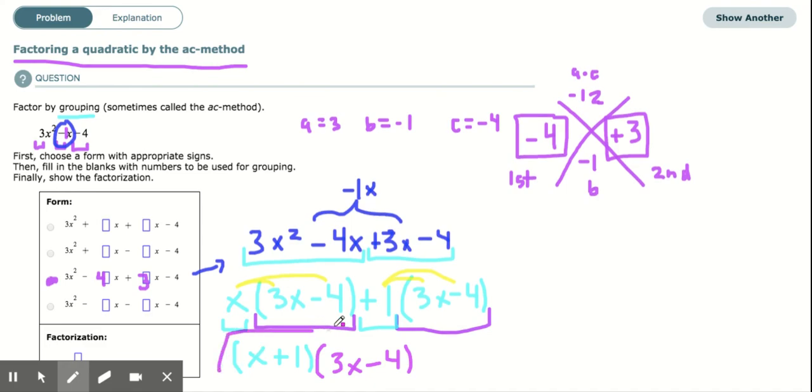So here's your answer. X plus 1 times 3x minus 4. And you should be able to put these in either order.